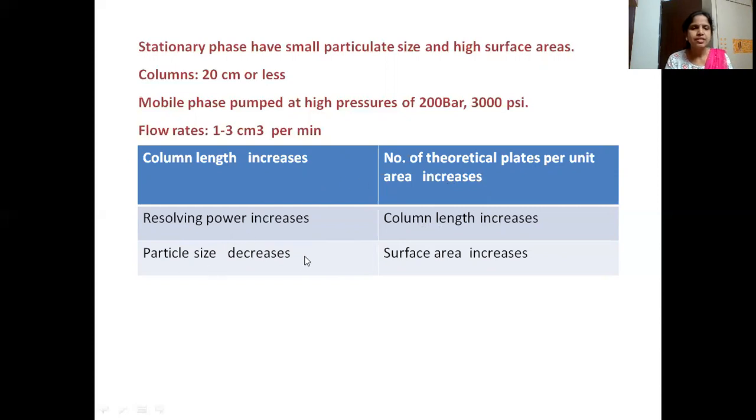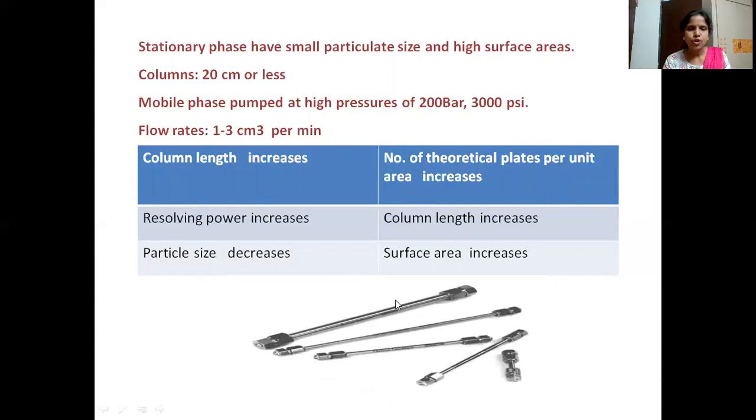And if the particle size decreases, when you take very small diameter particles, the surface area will increase. Thereby you will get high resolution spectra with HPLC. So these are the columns that we generally use in HPLC. They are made up of steel. You can see they are obtained in various lengths, and these are used in HPLC.